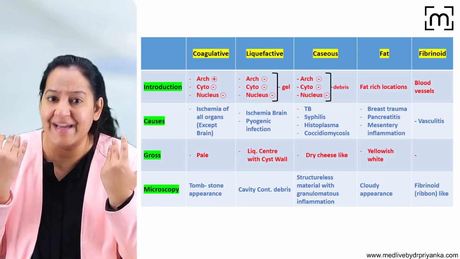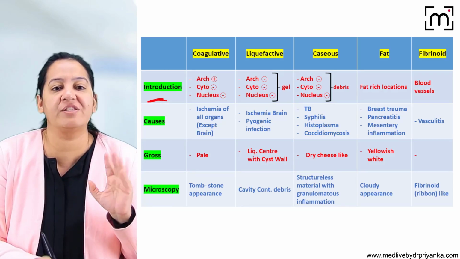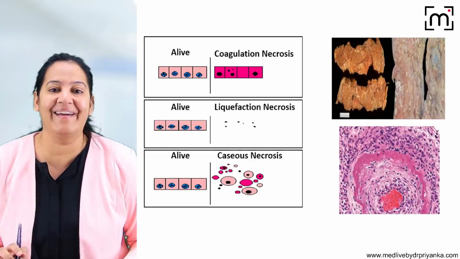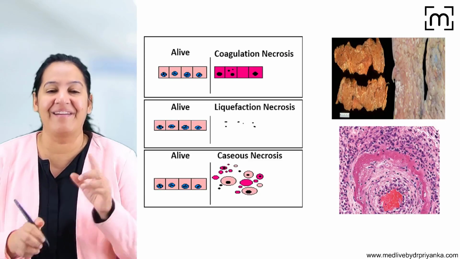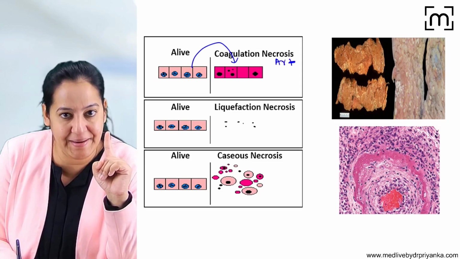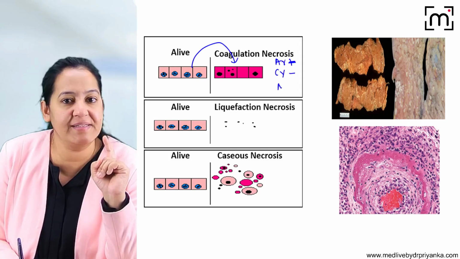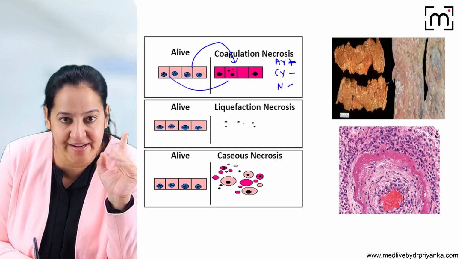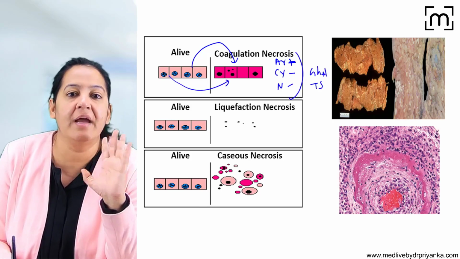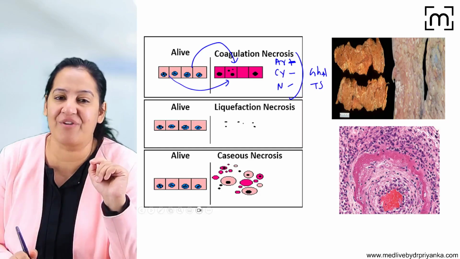Can we revise it quickly? Tell me the definition of all five. First, we will revise the definitions of all five. Rather than reading here, why don't we revise the definitions? If the architecture is maintained, but cytoplasmic details and nuclear details are lost, so only architecture you can see, and we can compare the cell with a ghost cell or tombstone cell, it is coagulative necrosis. This is the definition of coagulative necrosis.